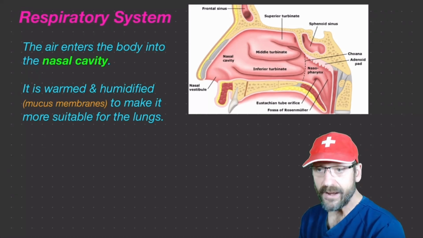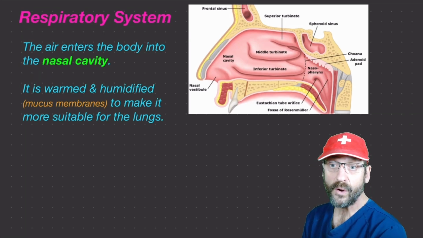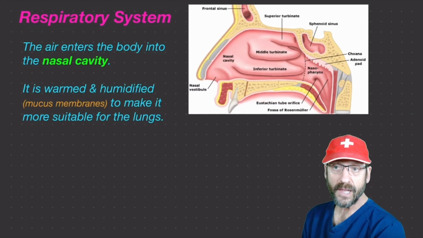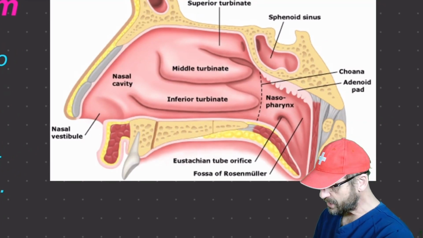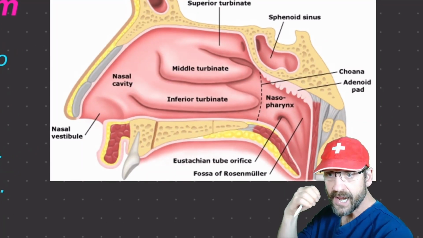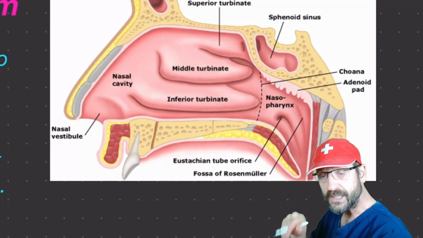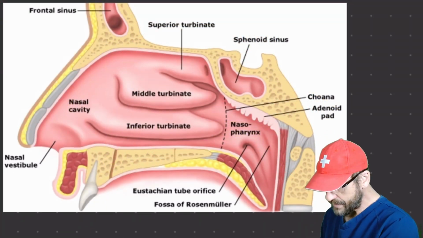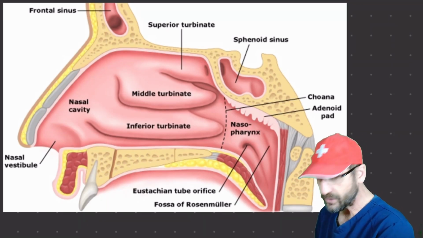When we then look at the airflow, the air enters the body into the nasal cavity, and there it is warmed and humidified by a mucous membrane, and that makes it more suitable for the lungs. And you can also see these, they call them the turbinates, little flaps that come out, and as the air comes in, it sort of turbulates, it circulates, it slows it down, and then the membranes that are on top of the turbinates, they call them conchae, but turbinates is fine for this. We don't need to worry about the word.